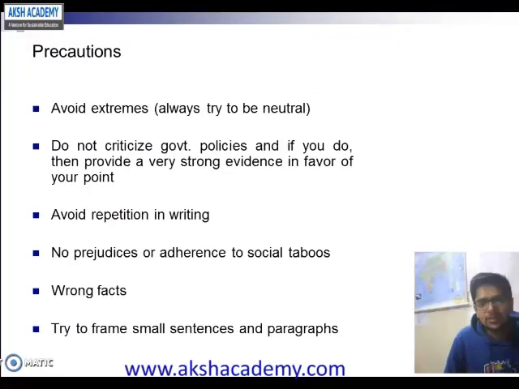Precautions: avoid extremities. Extremes means always try to be neutral. Do not take a very harsh stance. Do not criticize government policies, and if you do, then provide very strong evidence in favor. And I will personally recommend you, please do not criticize government policies. You are going to be a government officer, so don't criticize government policies. This is a general perception.